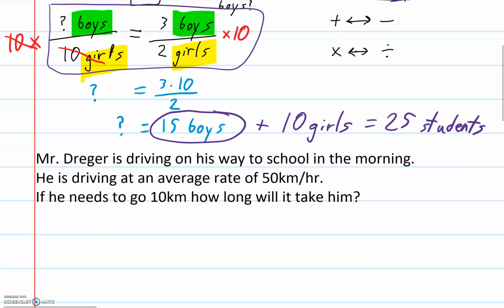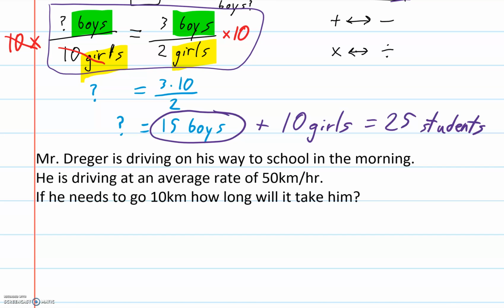I'll read out this question, and then the question we have to ask ourselves is, what is the unknown? Mr. Drager is driving on his way to school in the morning. He is driving at an average rate of 50 kilometers per hour. If he needs to go 10 kilometers, how long will it take him? I think that this distance is not very accurate to the size of our city, but anyways, it doesn't matter.